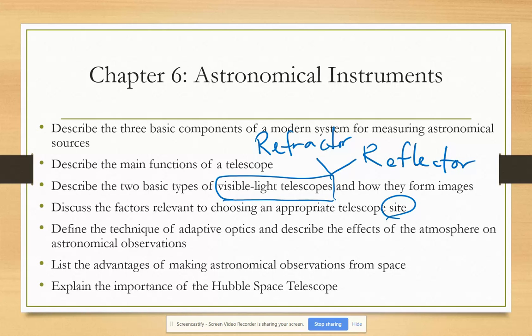So we've already talked about that. Explain the importance of the Hubble Space Telescope. This is for your friend who says astronomy is not science because it doesn't help us. The Hubble Space Telescope, how does it help us?